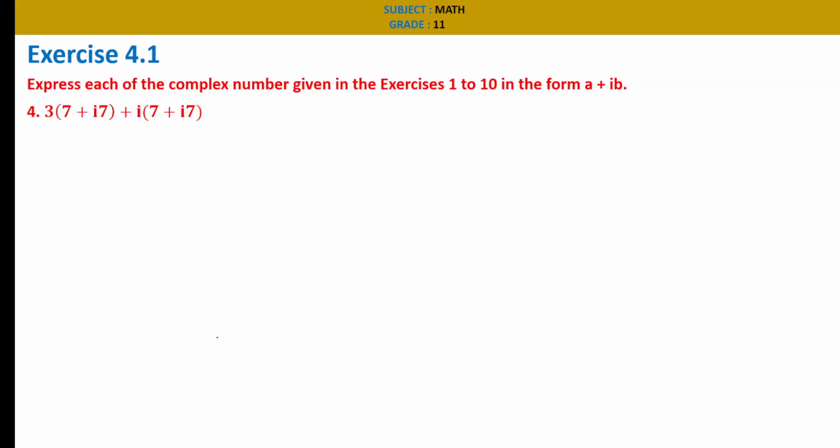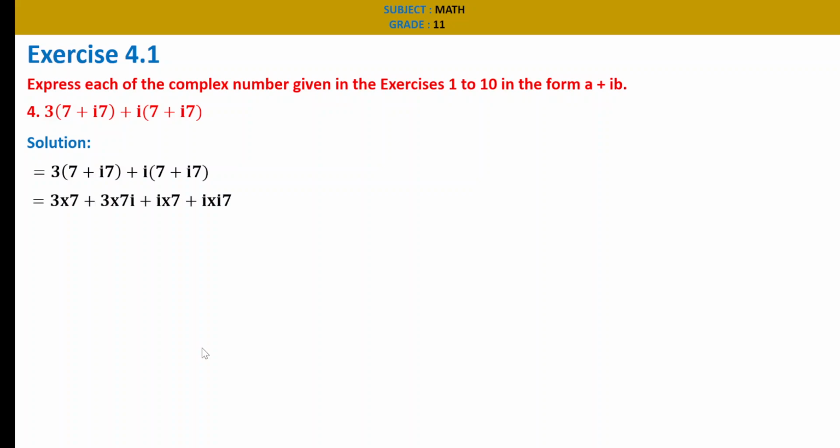Let us solve question number 4. Express each of the complex numbers given in the form a plus ib. 3 into (7 plus i7) plus i into (7 plus i7). Whenever the brackets are there, we have to consider this as a multiplication for the entire two terms. Solution. Given question is 3 into (7 plus i7) plus i into (7 plus i7).